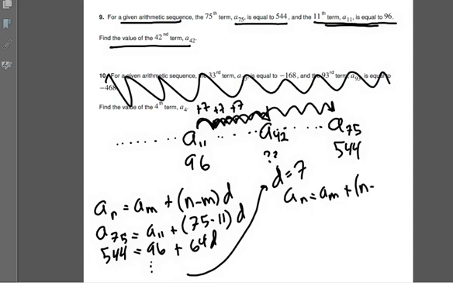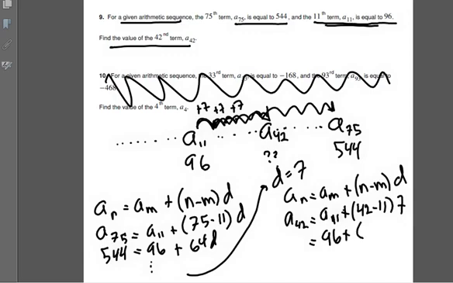So I'll write that formula again one more time. a sub n equals a sub m plus n minus m times d. In this case I'm looking for the 42nd term, so a42 equals a11 plus 42 minus 11 times that common difference of 7, which is what we needed to find out a minute ago. The 11th term was 96, so we have 96 plus 31 times 7, which gives us a total of 313.